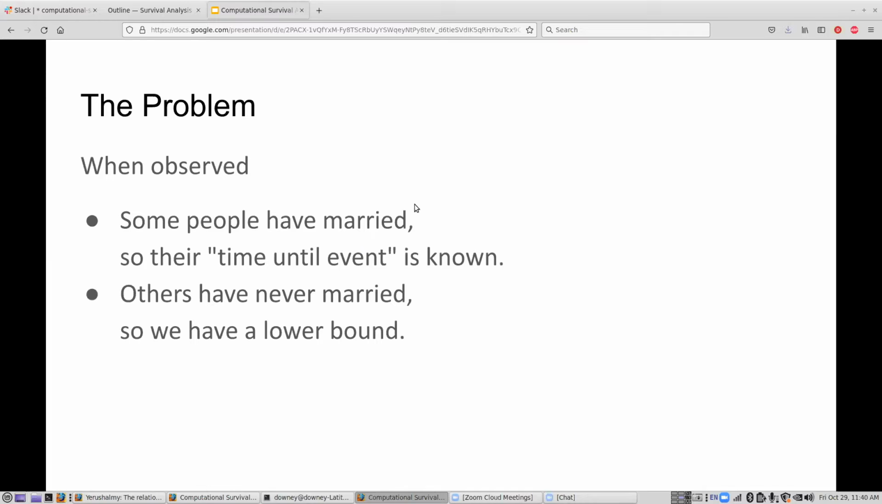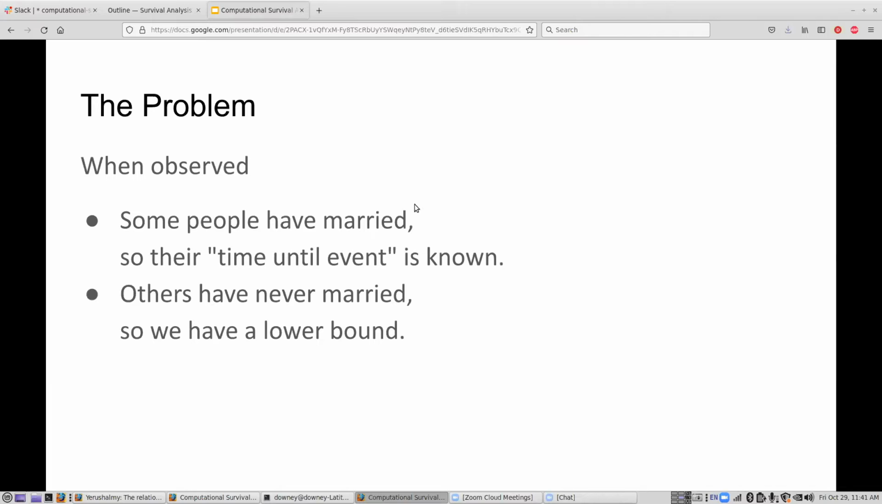Now, here's the challenge with working with data like this. At any point in time, if you go out and do a survey and you observe a cohort of people, you'll find that some are married and some are unmarried. For the ones who are married, you know their time until event, you know their duration, because you know when they were born and you know when they were married. If someone has not married yet, you don't know when they will get married in the future, but you can put a lower bound on it. So if they're 25 years old now, you can say, okay, well, I know that they will not get married prior to age 25, but they might get married after age 25.